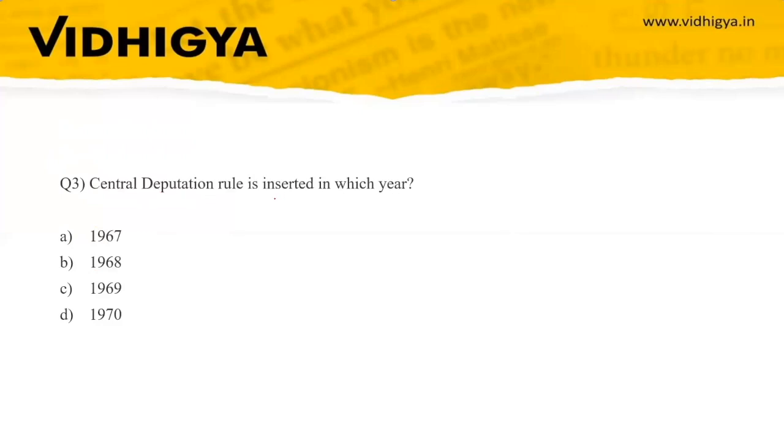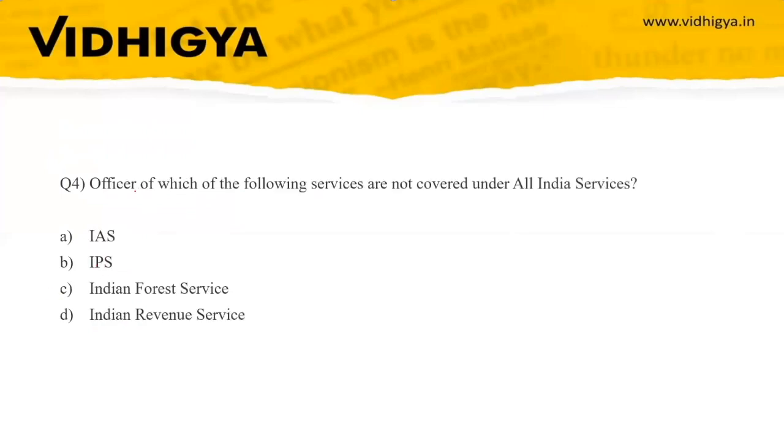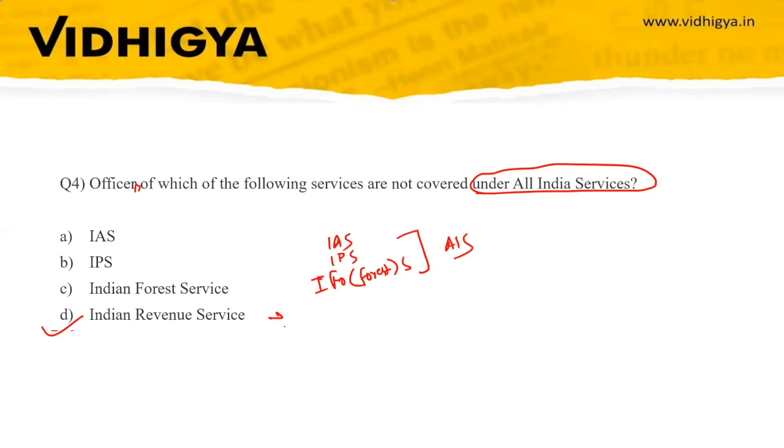In which year was the Central Deputation Rule inserted? 1967, 1968, 1969, 1970. It was inserted in the year 1969. Officers of which of the following services are not covered under All India Services? IAS, IPS, Indian Forest Service, Indian Revenue Service. The correct option is this. IAS, IPS, and IFoS, that is the Forest Service, are under All India Services. The Indian Revenue Service is a central government service.